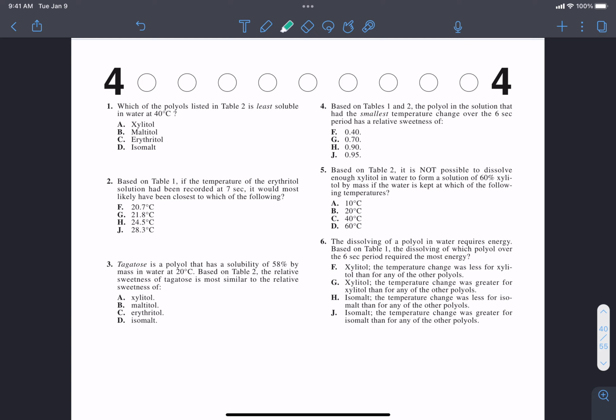All right, guys, let's start with question number one. So question number one on the science section states, which of the polyols listed in table 2 is least soluble in water at 40 degrees Celsius?